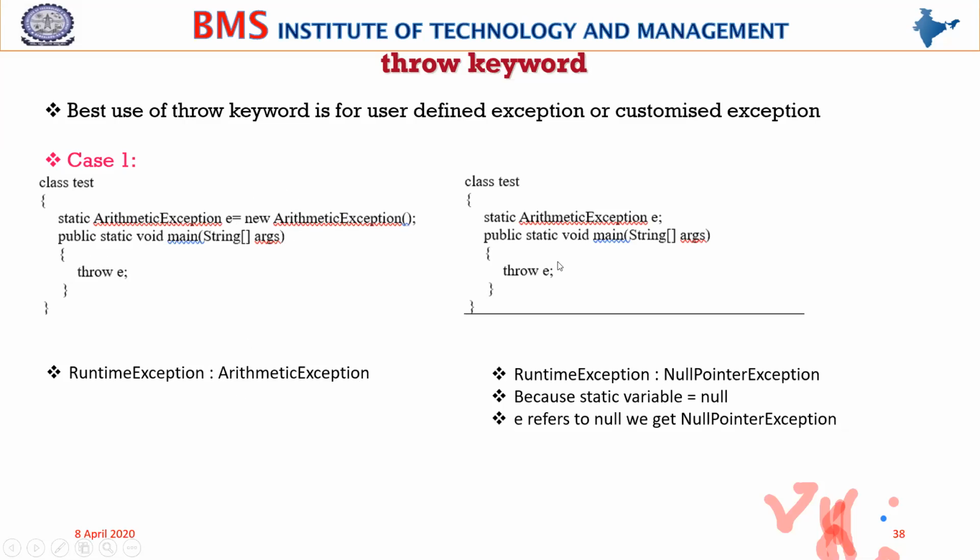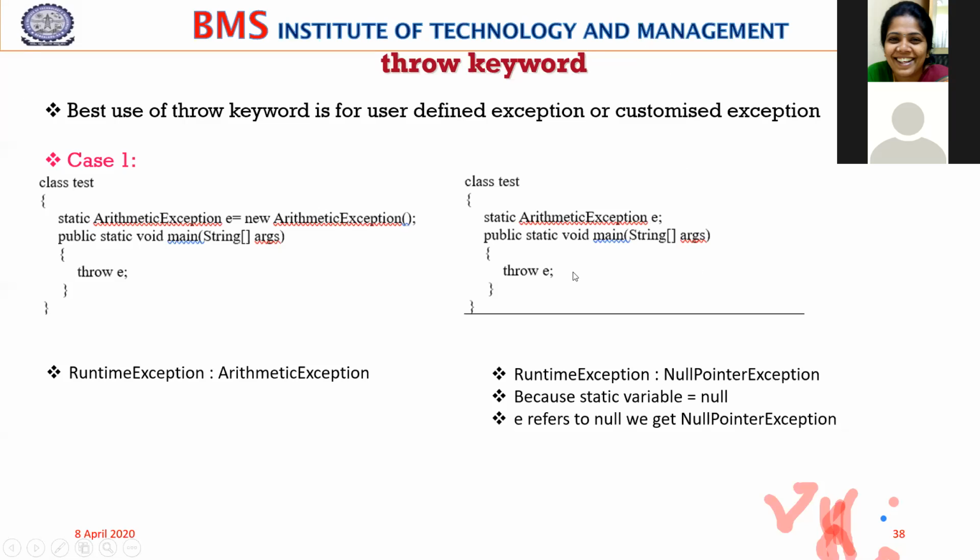Now you see the slight variation of the same program here. Class test, I have static arithmetic exception e. I have only created a reference variable, but I have not created any object. No object is created here, but in the earlier example an object was created. If I create only a reference variable without an object, by default my reference variable e will be pointing to null if I don't initialize it with an object.